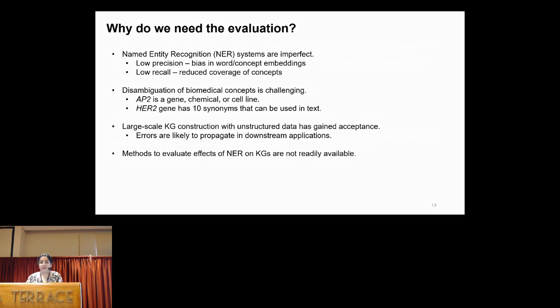A good question at this point is, why do we need this evaluation? Named entity recognition tools are already evaluated for precision and recall metrics for different tasks, and this is just extra work in evaluating knowledge graphs as well. However, named entity recognition tools are not perfect. There have been studies where low precision in these tools has been shown to impact bias in word or concept embeddings, and low recall has been shown to reduce coverage in embeddings and other models as well.